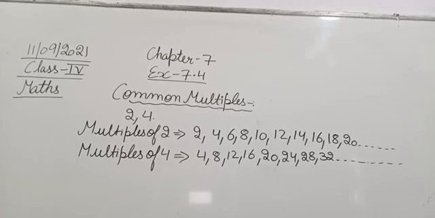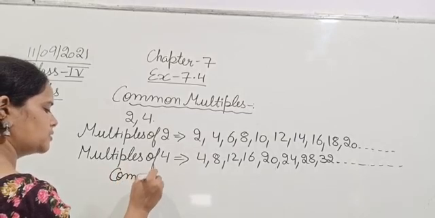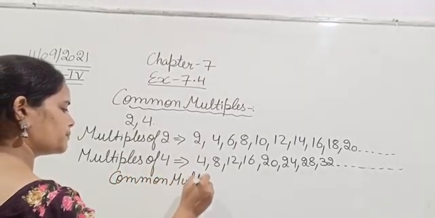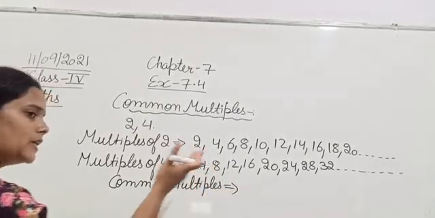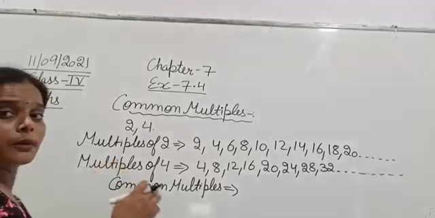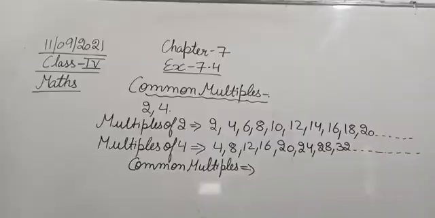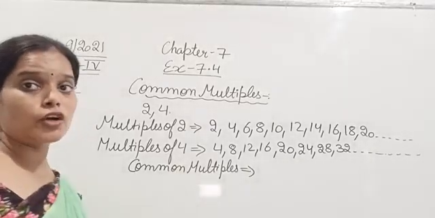Now these are the multiples of 2, these are the multiples of 4. Now common multiples. First of all let's find out the common multiples. So what are the common multiples? That means similarly जैसे हमने factors में किया था, वो नंबर जो इन दोनों के मल्टीपल होंगे that will be the common multiple.